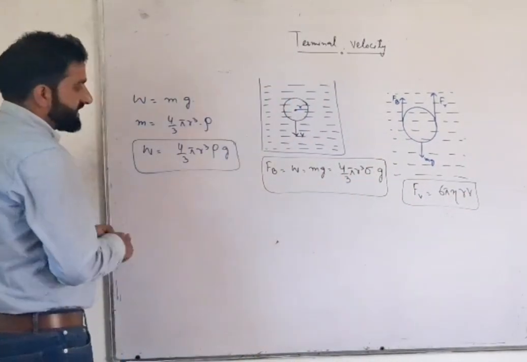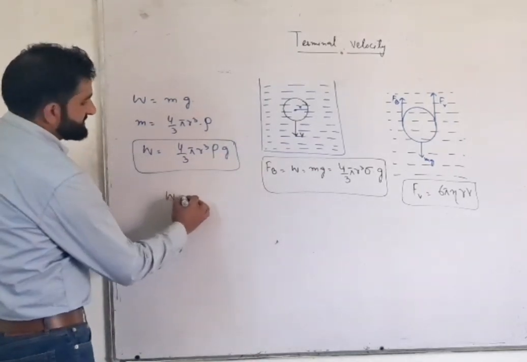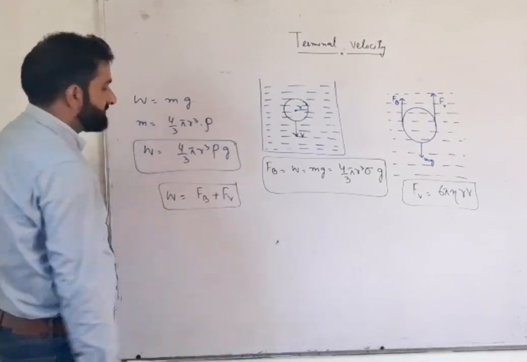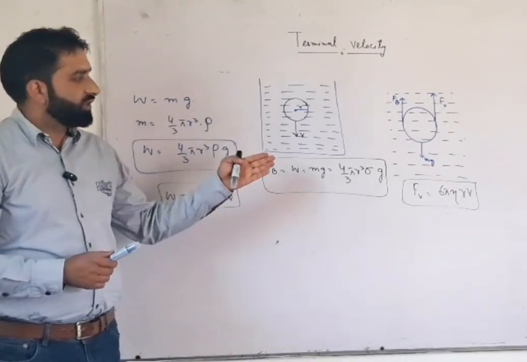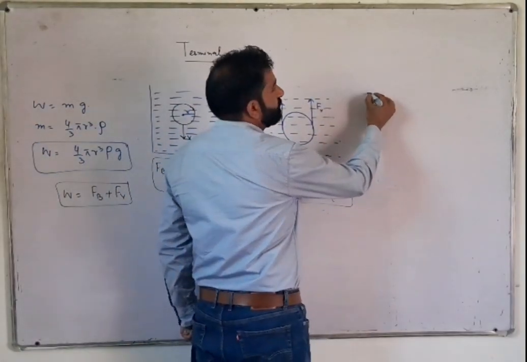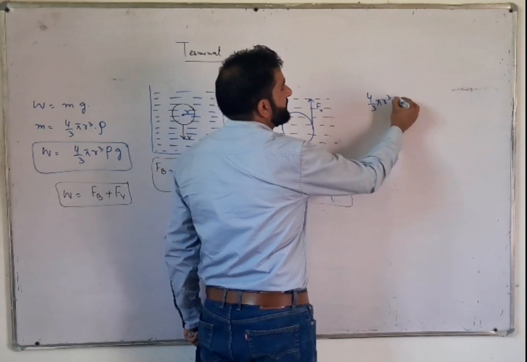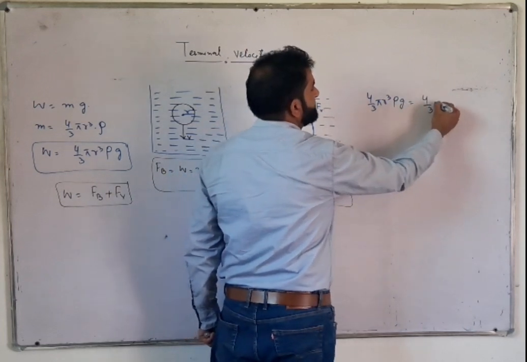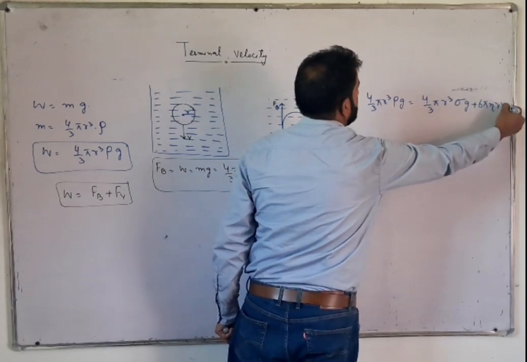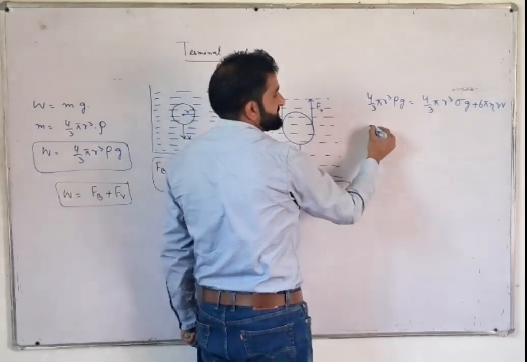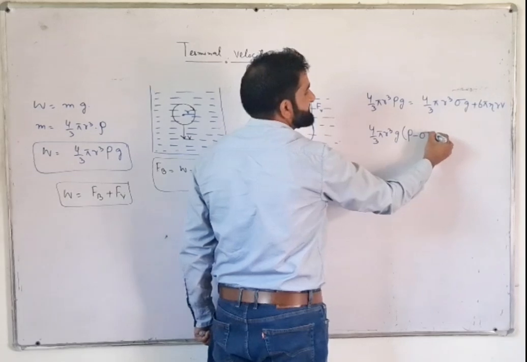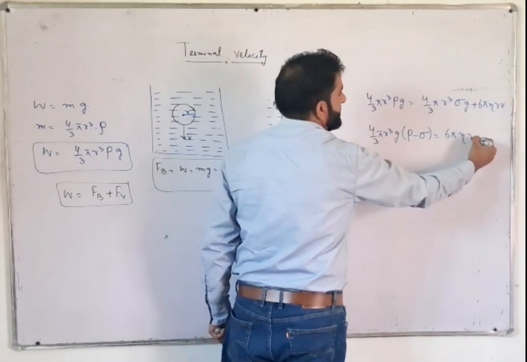Now we will equate. As we know, the weight of the body is equal to the buoyant force plus the viscous drag force. Equating these, we will get the relation for the terminal velocity. Here we have 4 by 3 pi r cube rho g equal to 4 by 3 pi r cube sigma g plus 6 pi eta r v. Taking this to one side, 4 by 3 pi r cube g is common, so rho minus sigma is equal to 6 pi eta r v.